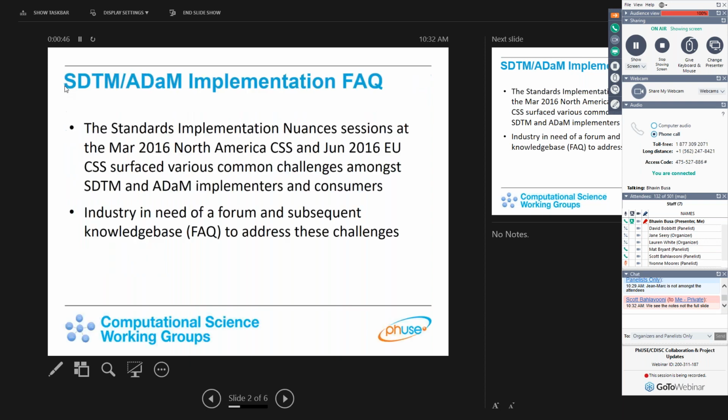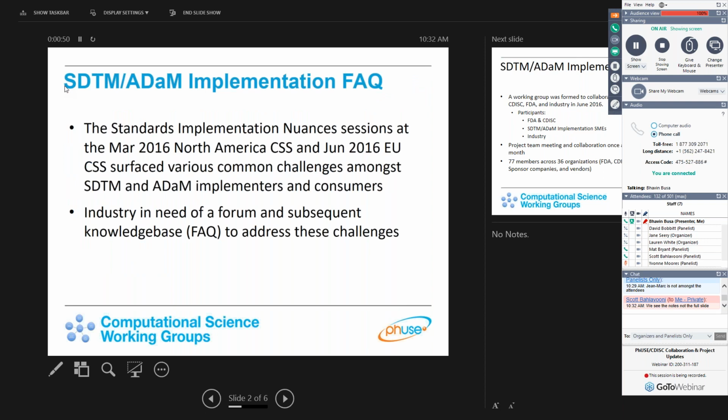So just to give you a background, and I know there are a lot of people, and I don't want to assume that everybody knows about this project. The way we started is back in March and June timeframe last year, 2016, when we had the CSS in both North America and EU, there were a lot of common challenges that were discussed in the roundtable discussion among the SDTM and ADAM implementers and consumers. Not only just about the CDISC data standards, but also about the submission to regulatory agencies, for FDA, for PMDA, and even from Asian regulatory agencies.